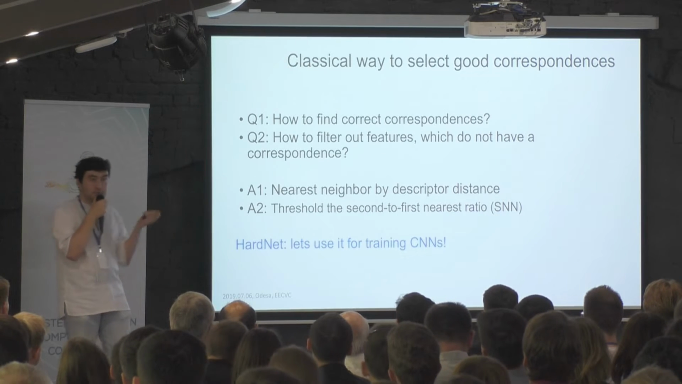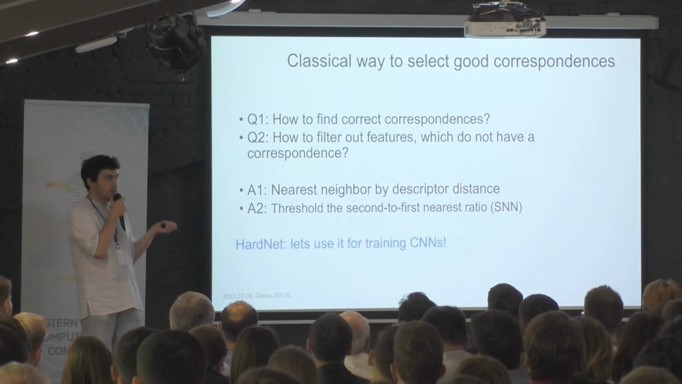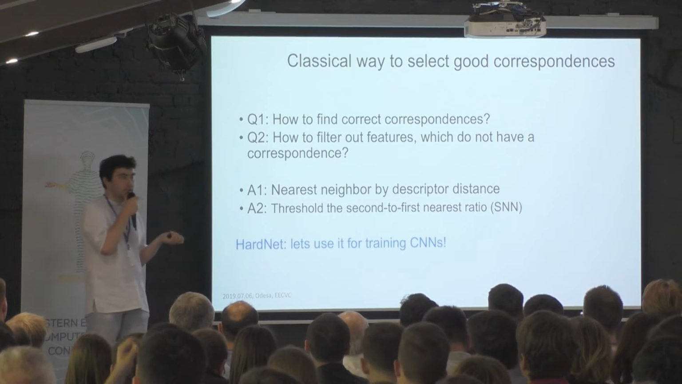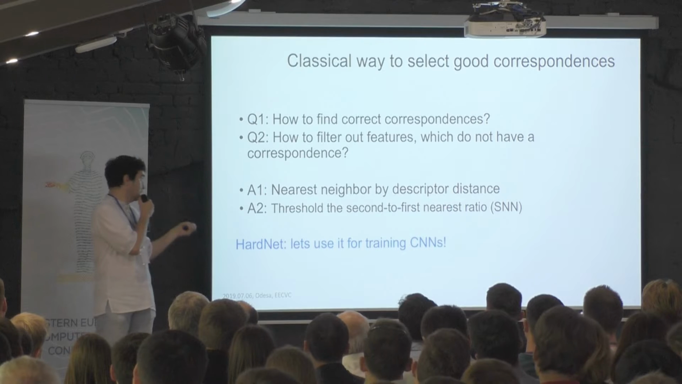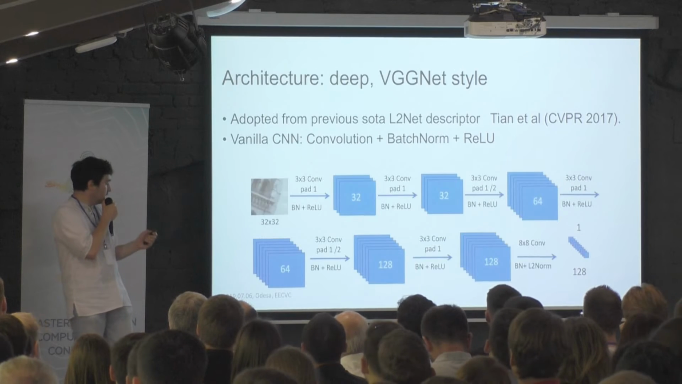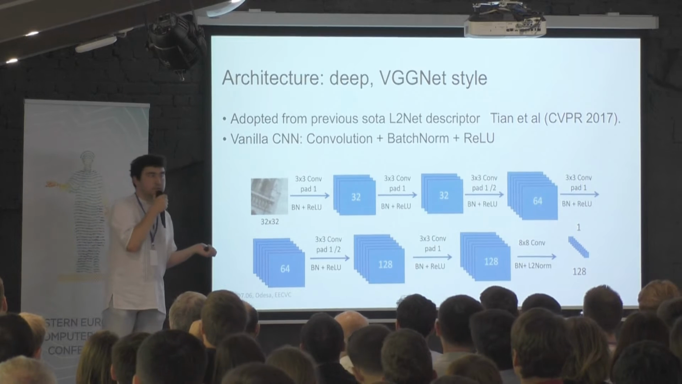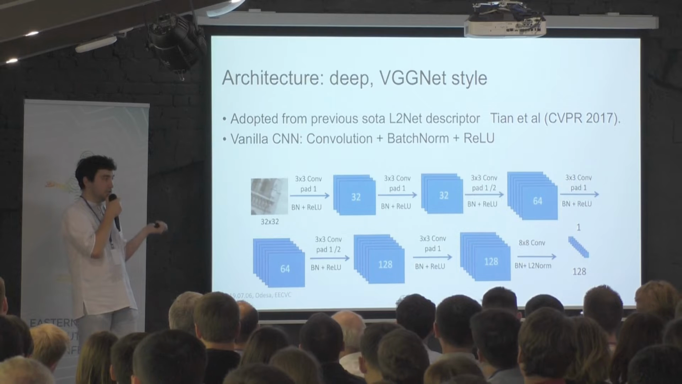So how to select good correspondences? You already know this. You first find the nearest neighbor, and then you filter out bad ones with the first to second nearest neighbor ratio. So let's use this to train a neural network. Here is the architecture. This is a very simple VGG style. You have convolution, ReLU, and batch norm, nothing more.